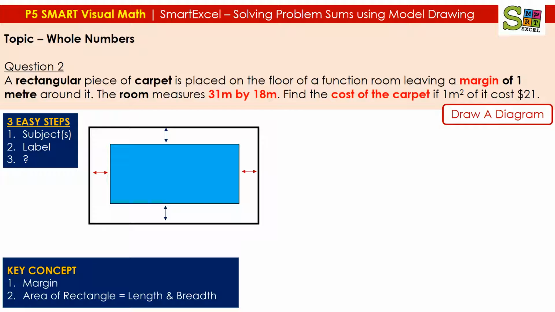of 1 meter around it. The room measures 31 meter by 18 meter. Find the cost of the carpet if 1 meter square of it costs $21.